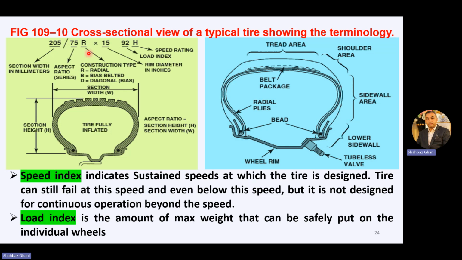So these are the figures which we have. This is the section width in millimeter. This is the aspect ratio. This is the construction type. Then we have the rim diameter in inches. This is the load index, and this is the speed rating, the tread area, the shoulder area, the side wall area, the lower side wall, the tubeless wall, the rim, the beads which attach with the rim, and radial plies and belt area. Speed index and load index we have studied.